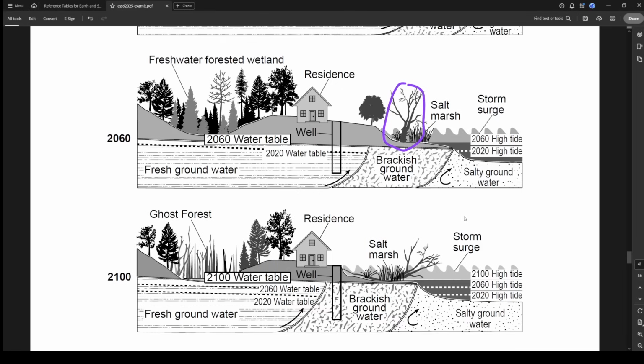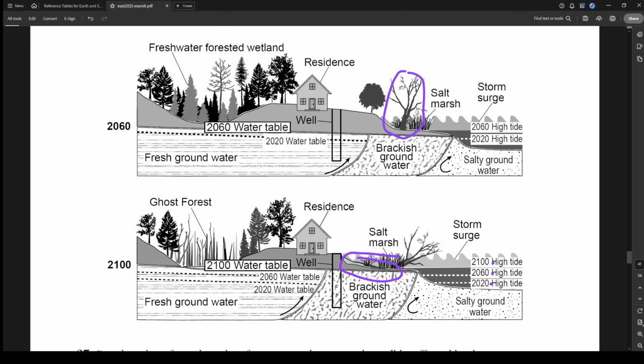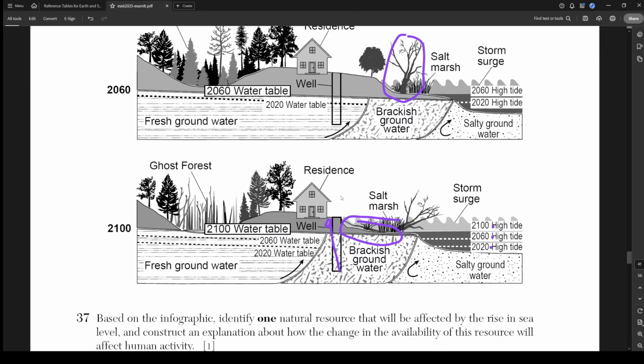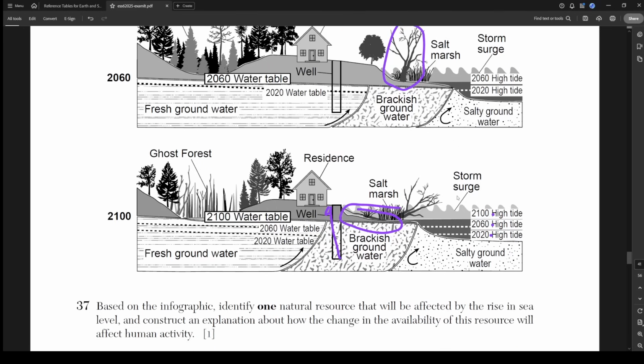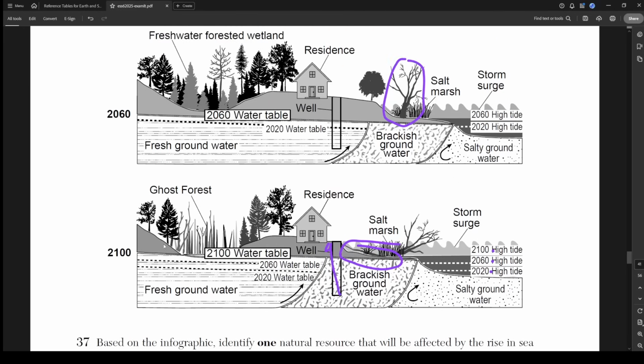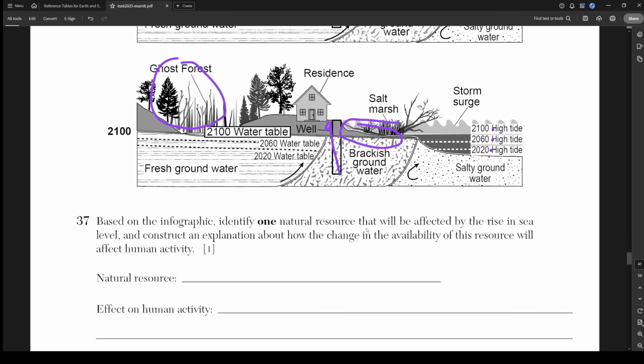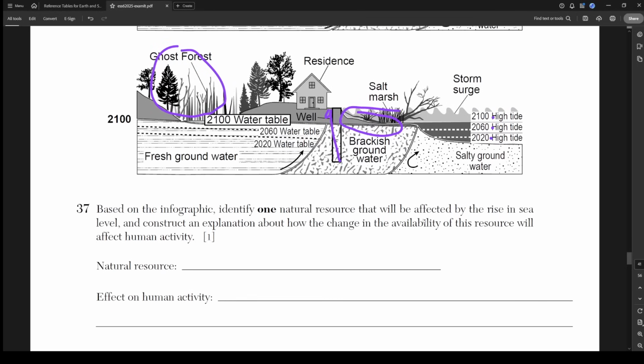Oh, we have another picture. Sea level's going up more. Now we have more brackish groundwater, which is going to bring up the well water and give salty water into the residency. And this is because sea level is rising. And look, it even destroyed this side of the house too, because the water table is like leaking under here, I guess. Identify one natural resource that'll be affected by the rise in sea level.